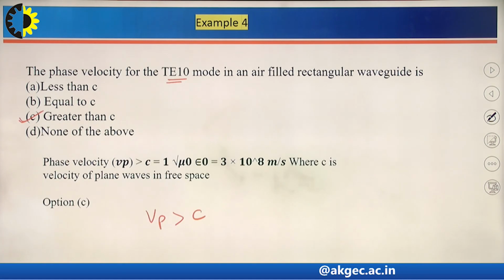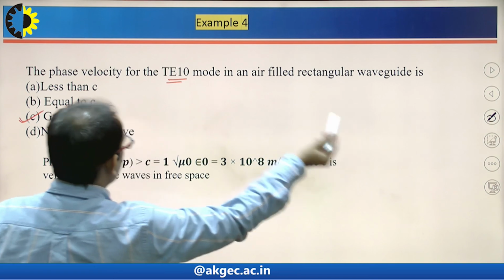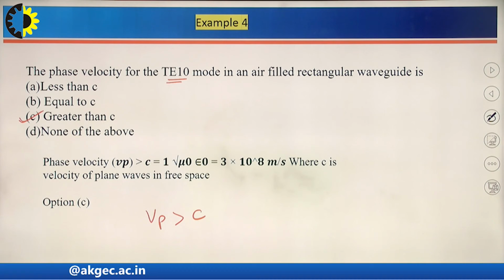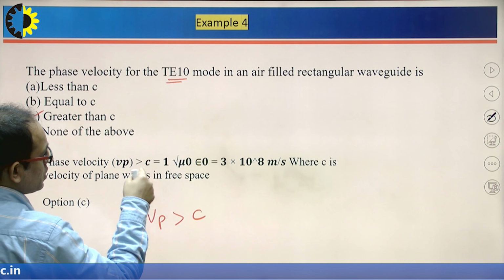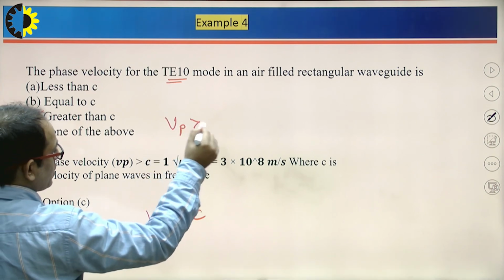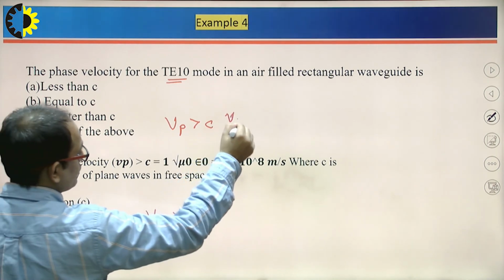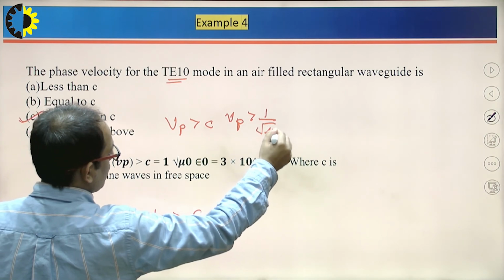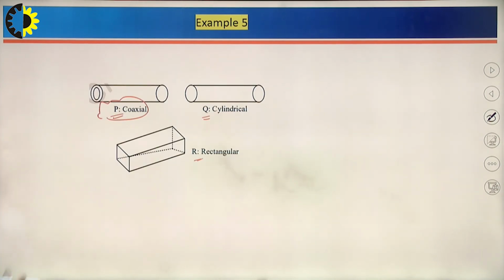Now the next question: the phase velocity of a TE10 mode in an air-filled rectangular waveguide is less than C, equal to C, greater than C, or none of the above. As we know, the phase velocity Vp is equal to C divided by the square root of this expression. On putting this value, I get that the phase velocity is always greater than C. Next question.